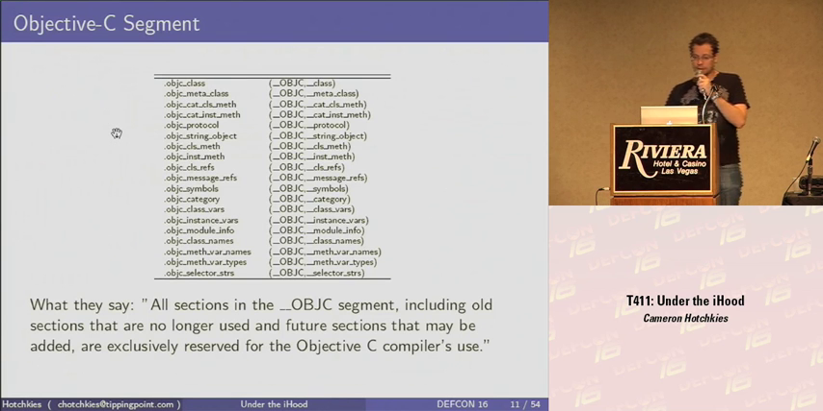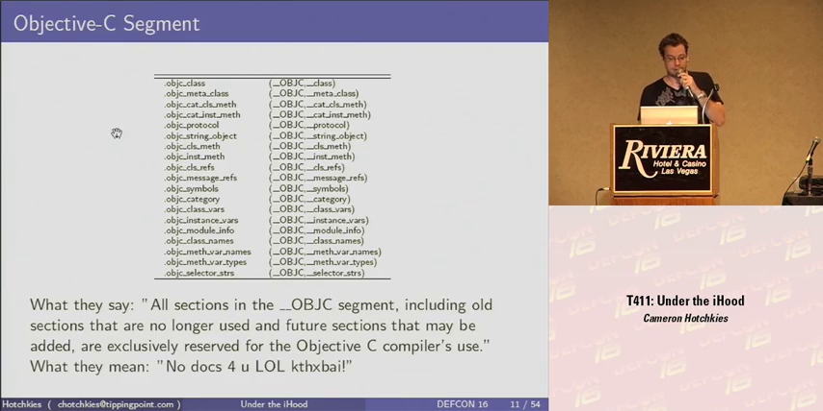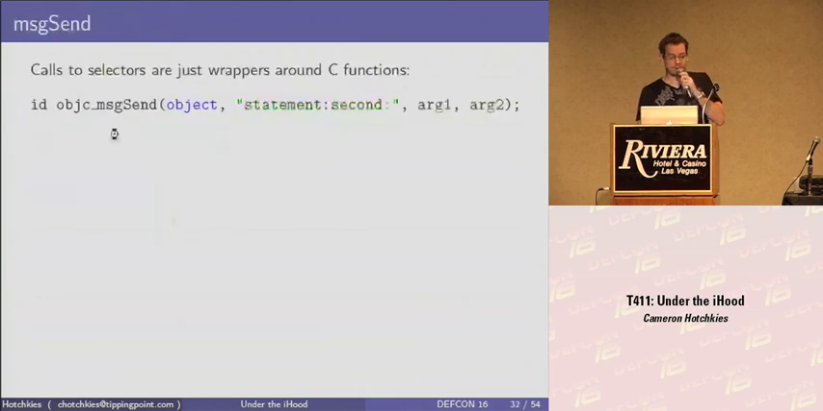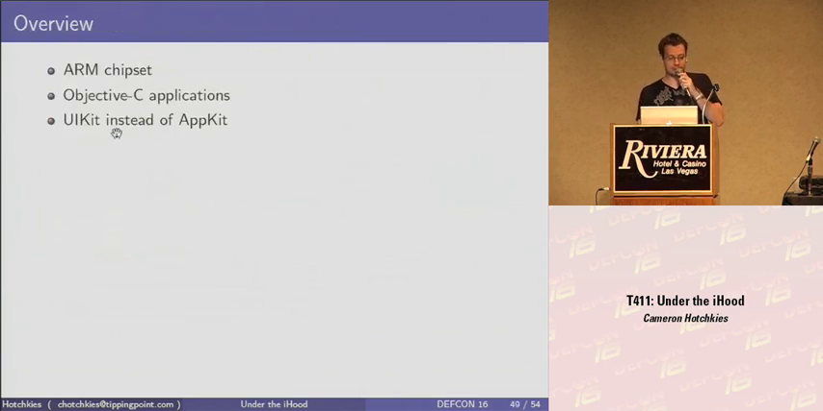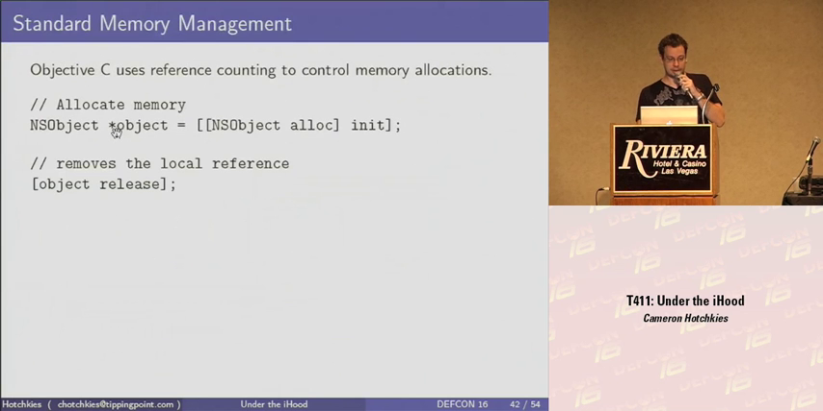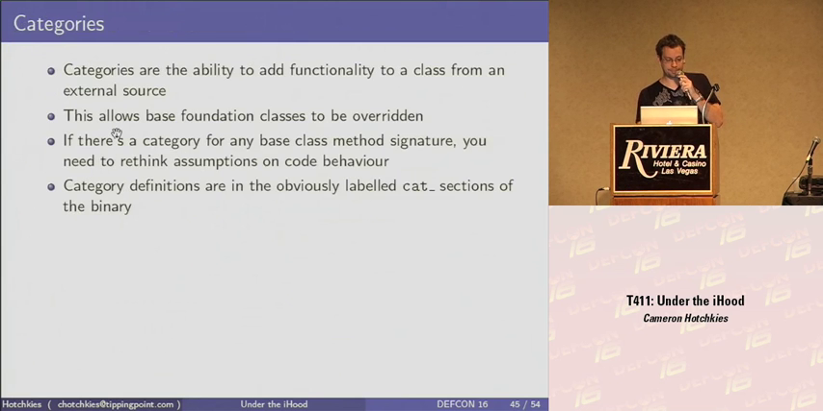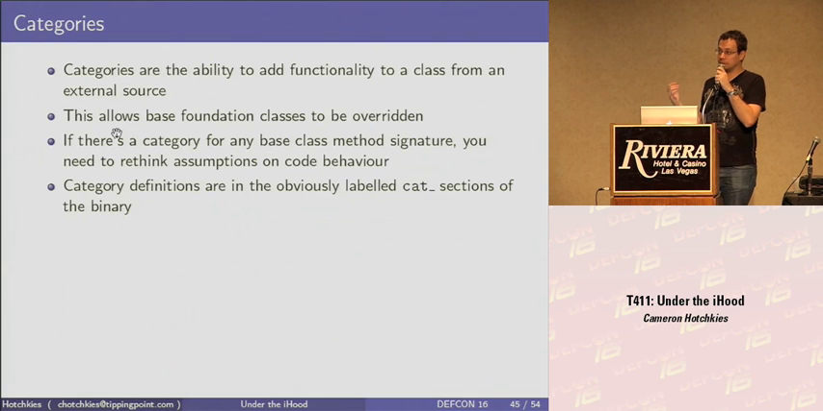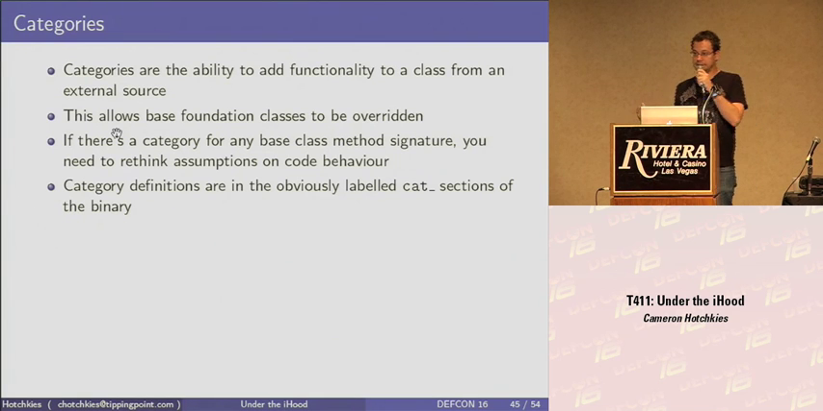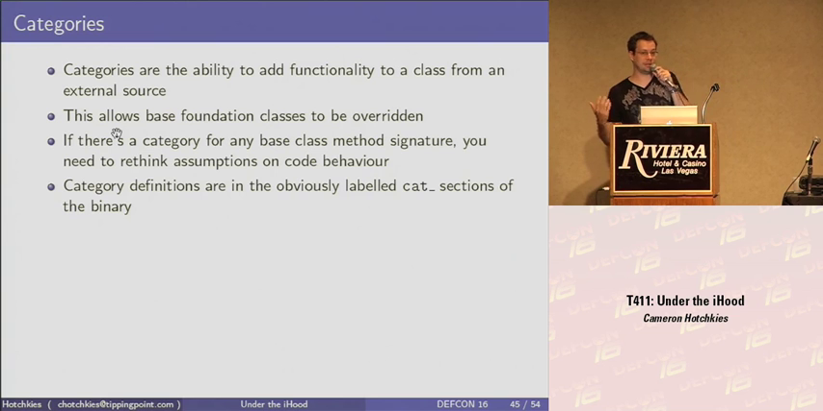Right here, 3rd one down is cat class methods. 4th one down is cat inst methods. These are the categories. Now, the structure is almost identical to the regular classes and the way that stuff's laid out. But the big thing is that a category is somebody overriding a class that they didn't write themselves. So you'd use a category to overwrite NSString, which is the default string type.